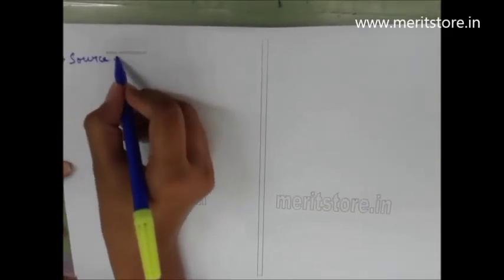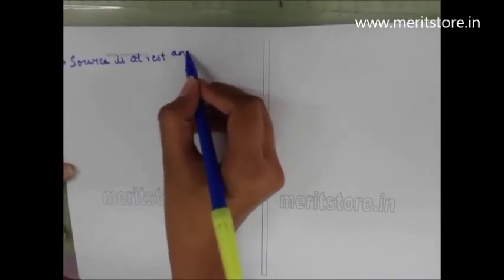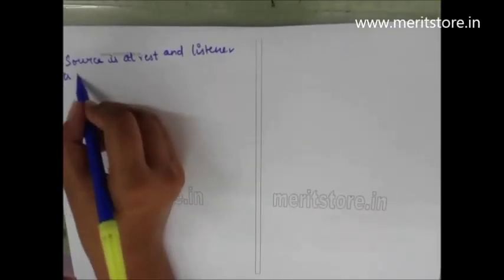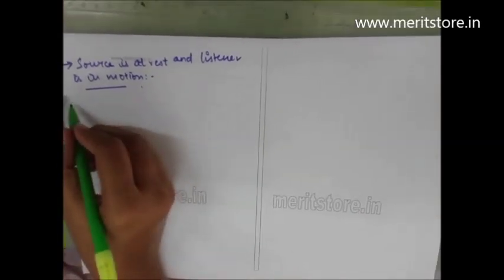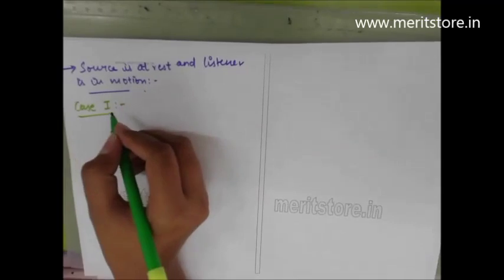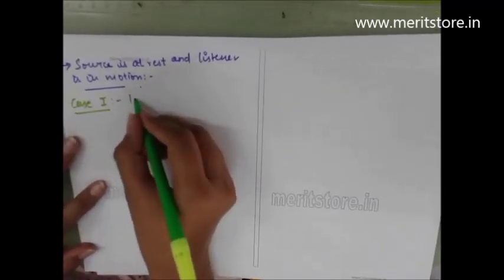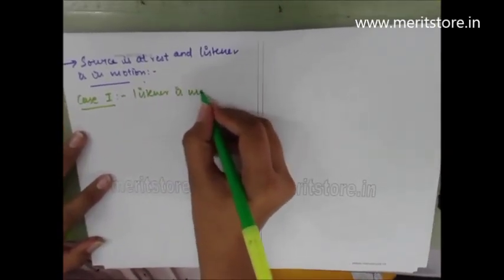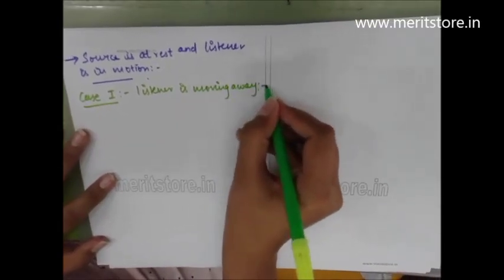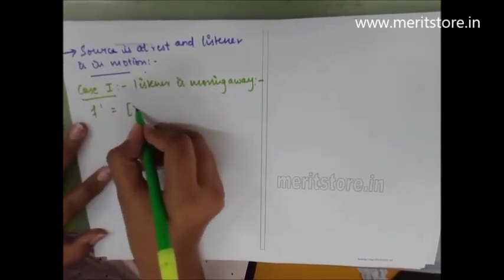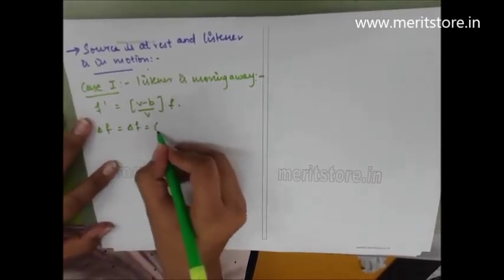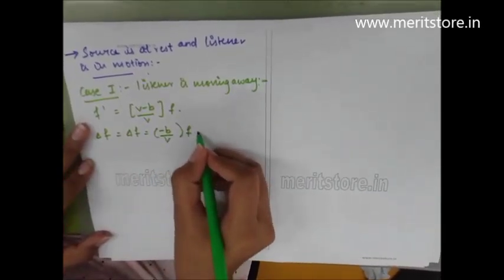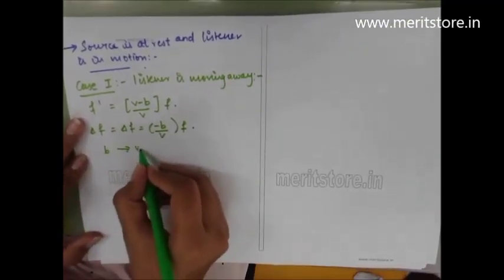Now, when the source is at rest and listener is in motion. Now your case 1, when the listener is moving away, the apparent frequency f dash is given as v minus b divided by v multiplied by f. The change in frequency is given as delta f is equal to minus b divided by v multiplied by f. Here b is the velocity of the listener.